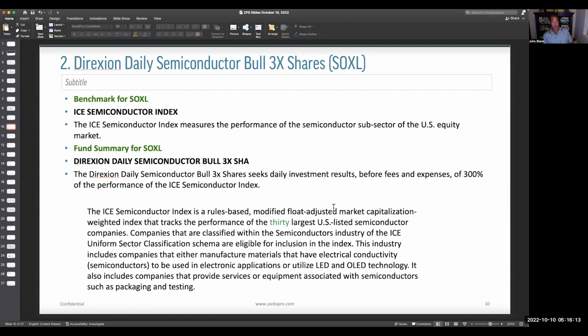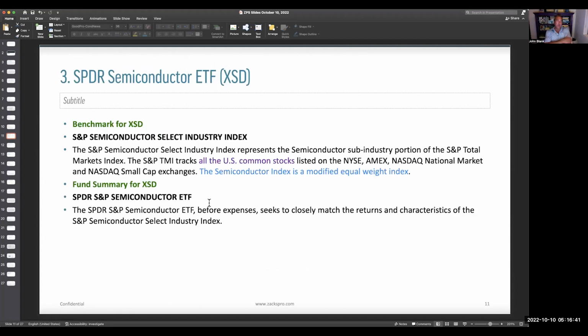Direxion Daily Semiconductor Bull. This one uses the ICE Semiconductor index. We'll see this used again. This is now 30 large companies, but it also includes those that do LED and OLED technology. So it's a little more diverse a background, with some of the equipment that is used, and it's trying for that 300% story. So this is the big, super leveraged play, ticker SOXL. Here it is. This is the one that was best.